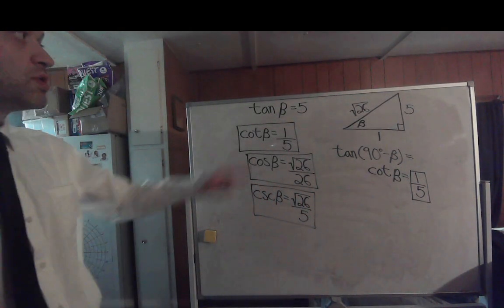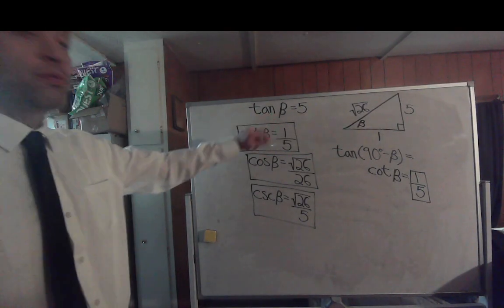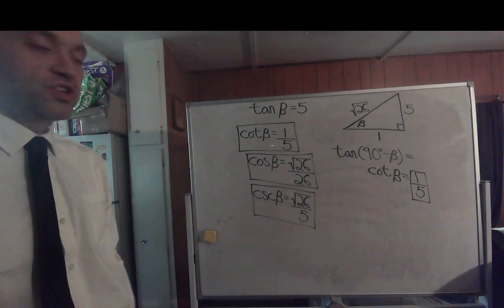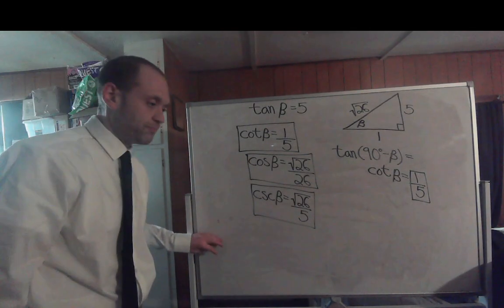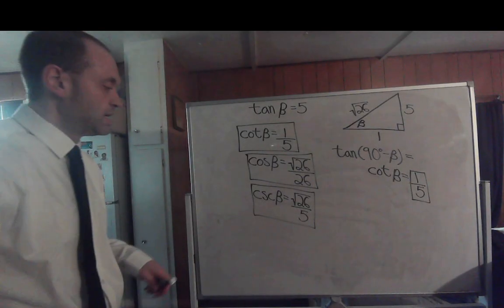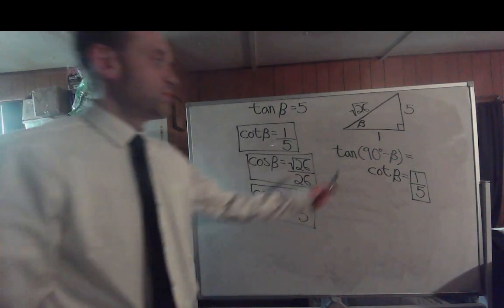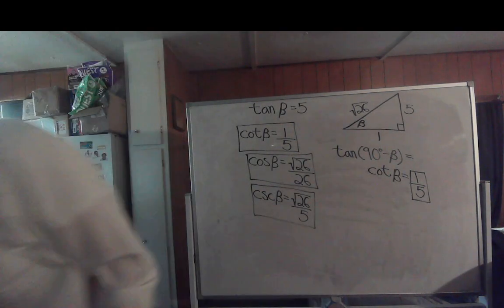Sometimes if you are only given one value, you need to draw a triangle. If you're given two values, then you probably don't need a triangle for it. So there's how you do those type of problems, especially with the periodic identities.